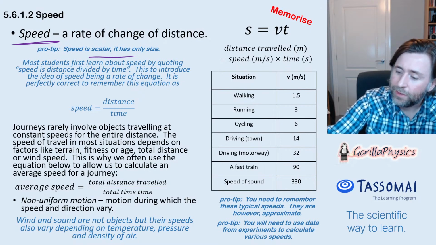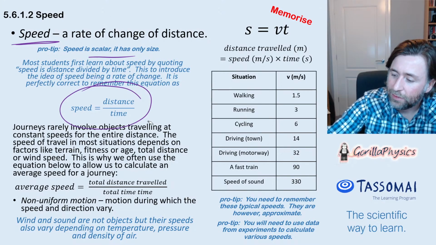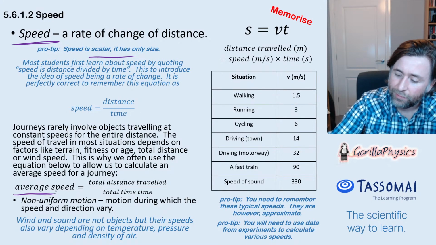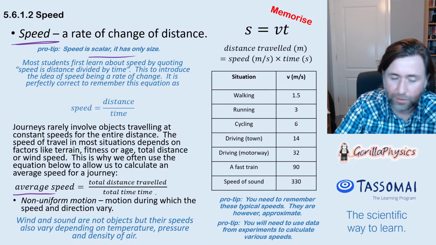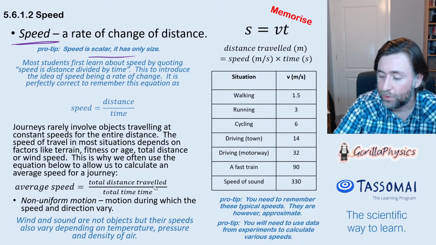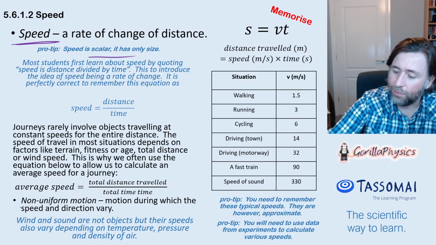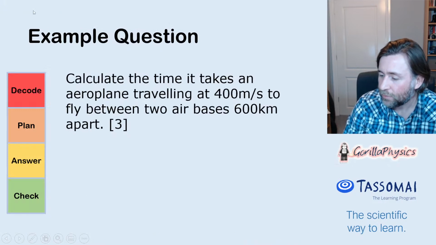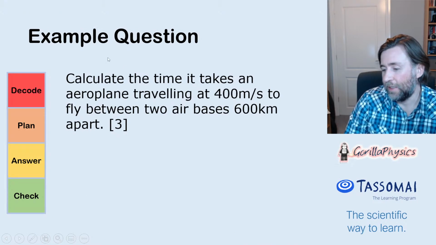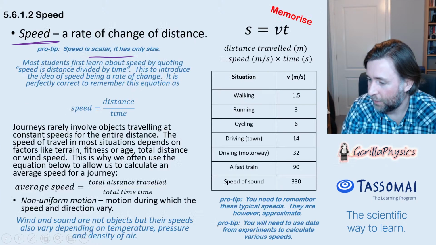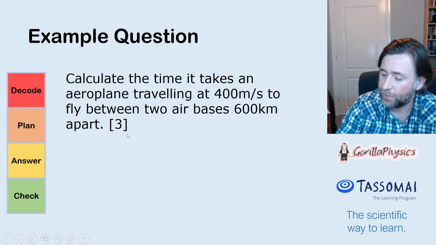Now the simple equation, as you probably know already, is speed equals distance over time. That's something you should really know. But we've also got this other equation: average speed is total distance travelled divided by total time. No matter if you sped up or slowed down, the average speed over the whole journey is total distance divided by total time. That's an example of non-uniform motion, where the speed and direction might vary. This equation again is a 3-mark question, so it's probably something other than just plugging in the numbers. Let's go ahead and do that.